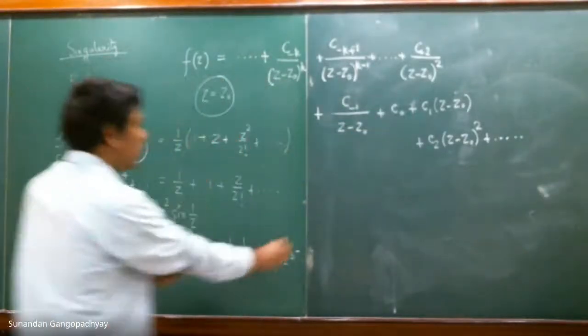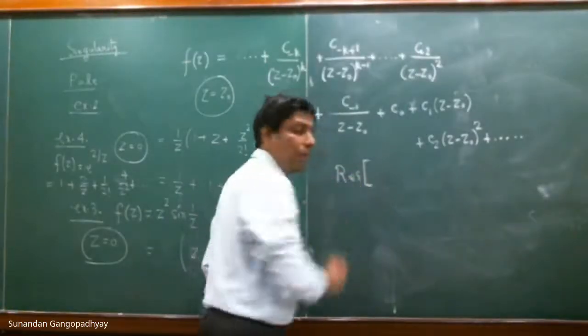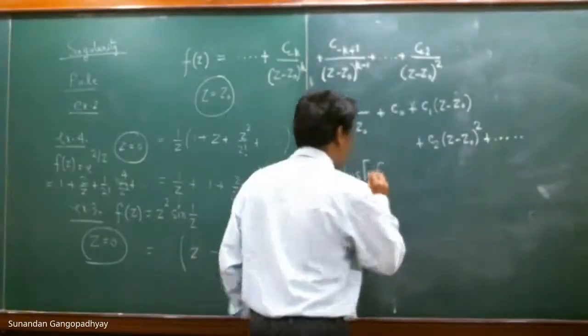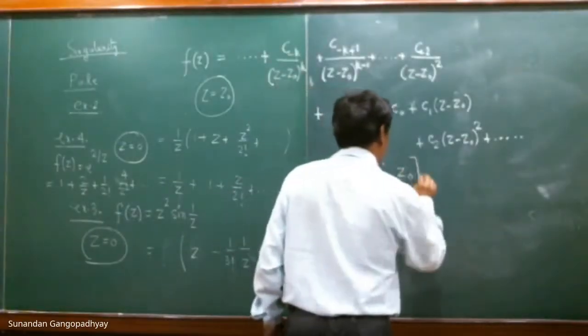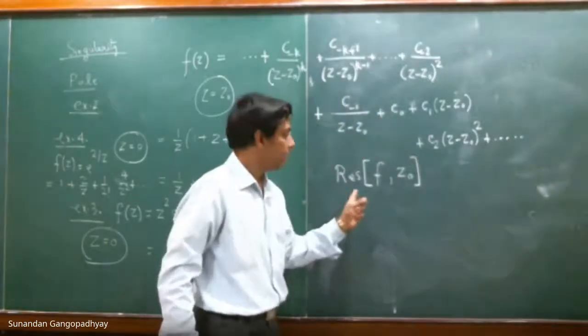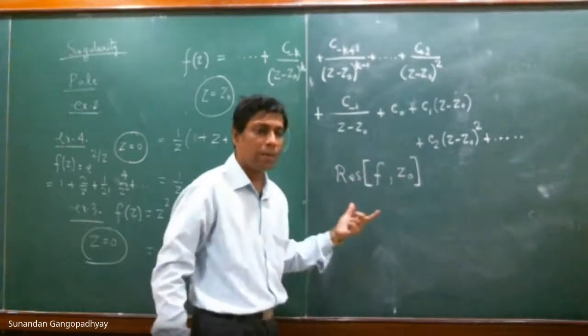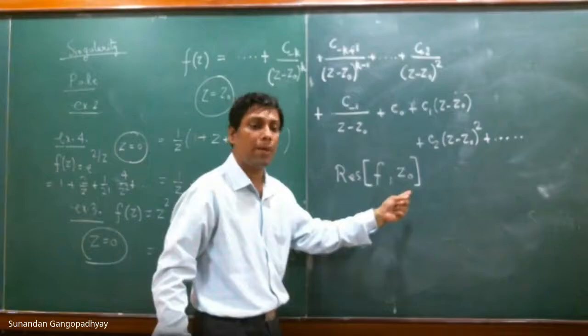And what is the residue? How is the residue defined? What do I mean by the residue of a function? The residue of the function of a complex variable f at the point z naught is denoted in this way: Residue bracket f comma z naught. So it means you are calculating the residue of the function at the singular point z naught.